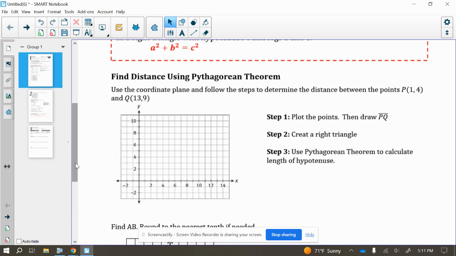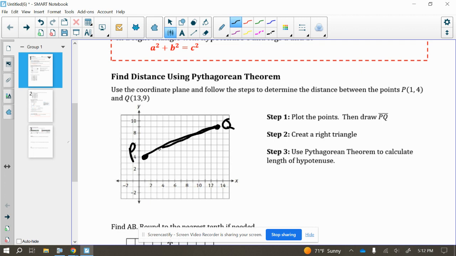So when we're using the Pythagorean theorem to help us find the distance or the length of a segment, the first thing we need to do is actually plot that segment. So we're going to draw PQ. P is at (1, 4). Q is at (13, 9). So we are going to plot those 2 points, and we're trying to figure out the distance between them, aka the length of this segment.